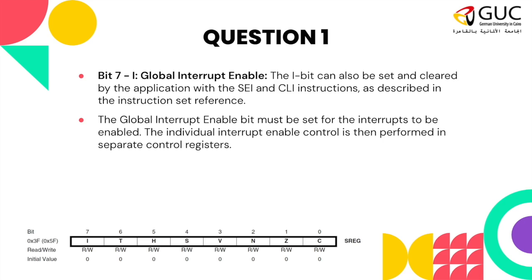So to turn on an interrupt, I need to perform two steps: enable the global interrupt enable, and then enable the local interrupt, whatever type of interrupt I want, in its specific register.